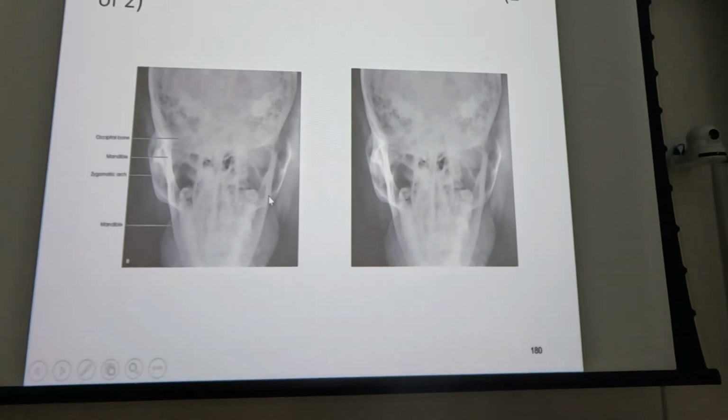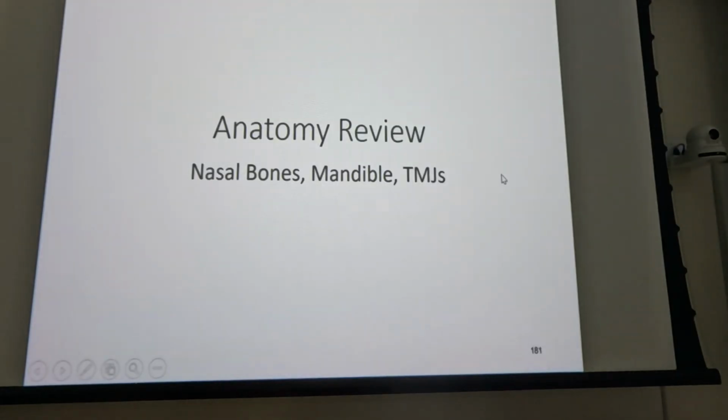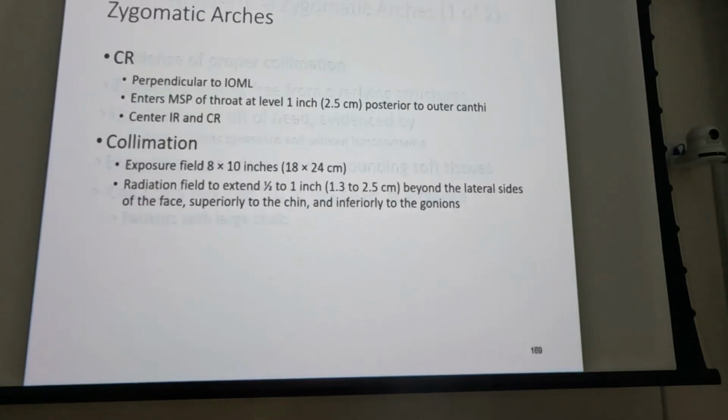So now you've got 3 possibilities on a patient with zygomatic arch fractures. SMV, tangential, Towne's. All 3 give you zygomatic arches. Okay? Any questions?